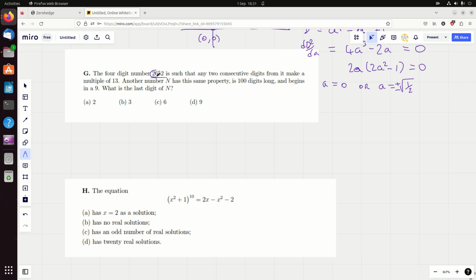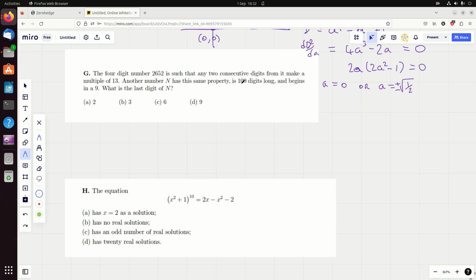Okay, a 4-digit number is such that any 2 consecutive digits make a multiple of 13. Right, let's check we understand that. These are 2 consecutive digits. Is that a multiple of 13? Yes, it is. These are 2 consecutive digits. Is that a multiple of 13? Yeah, it is. These are 2 consecutive digits. Is it a multiple of 13? Yes. So that's what they're talking about.